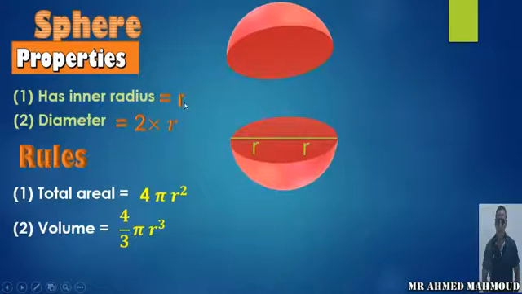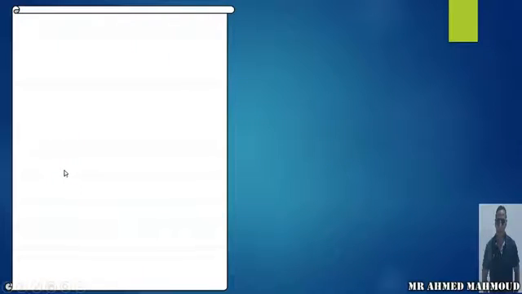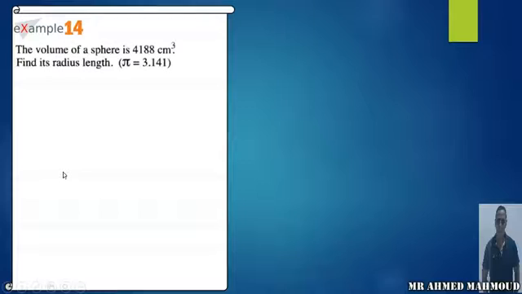Okay, the sphere has a radius inside, and its total area equals 4 times pi times r to the power of 2, and its volume is 4 over 3 pi r to the power of 3, and the sphere hasn't a lateral area. Again, the sphere hasn't a lateral area. Okay, the first problem, in this example, we have the volume of a sphere equal to 4,188. Find its radius length, where pi equals 3.141.